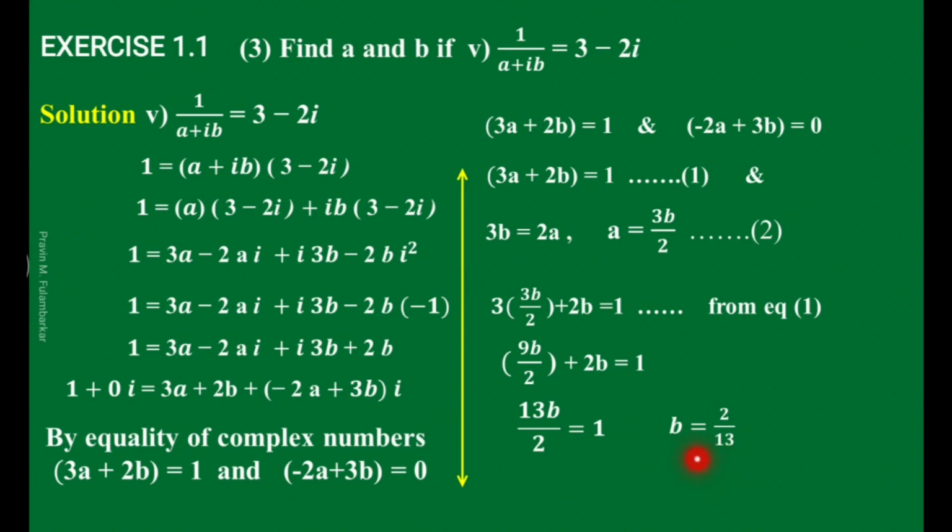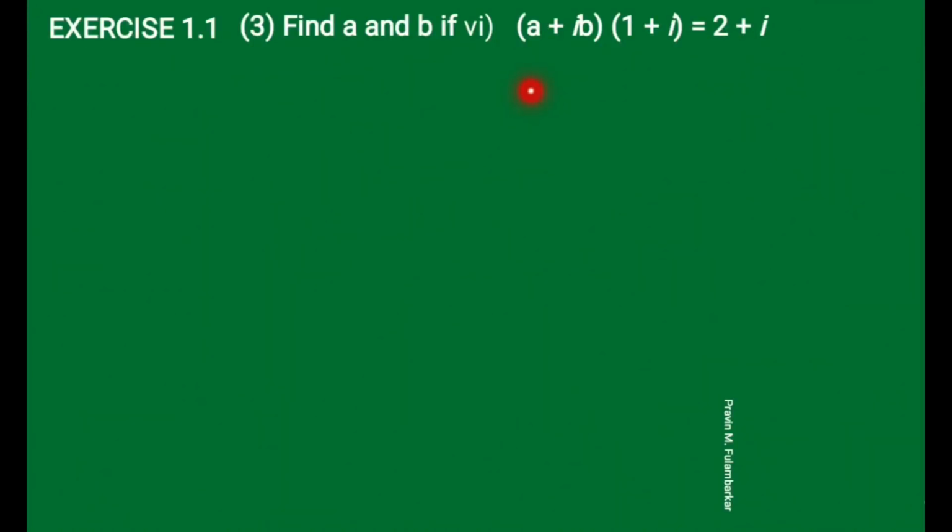Now substitute this b equals to 2 by 13 in equation number second. So we substitute this b as 2 by 13. So 2 gets cancelled. We get a equals to 3 by 13 from equation number second. So in this way we can find the value of a and b. Now see the last sub question.